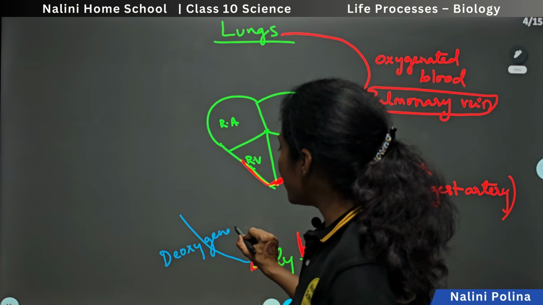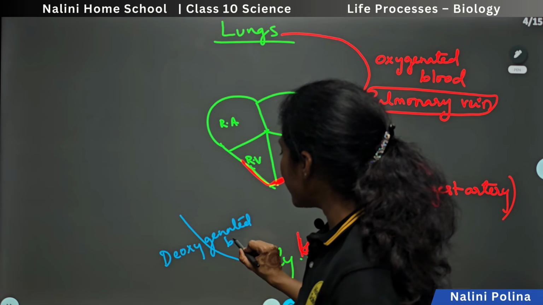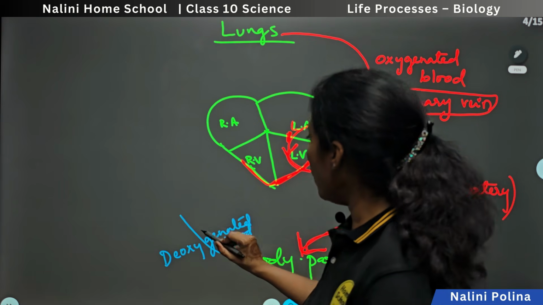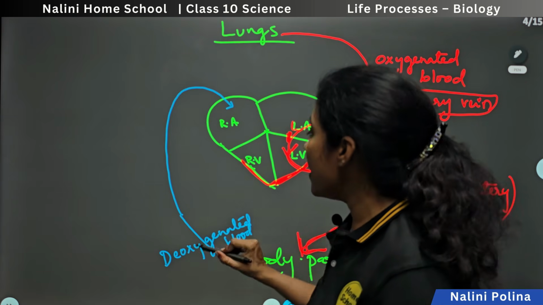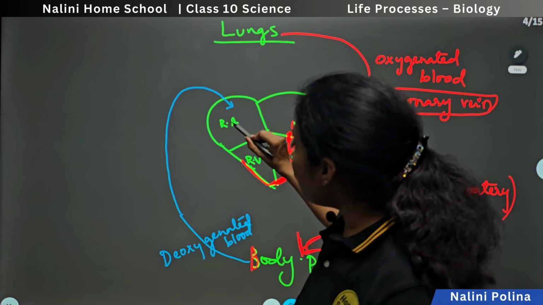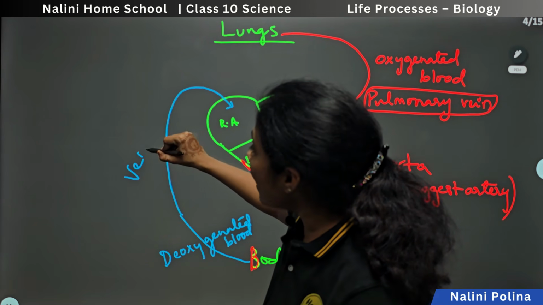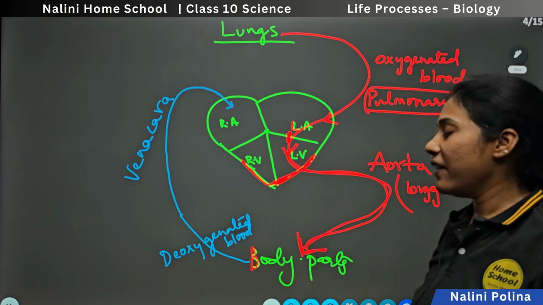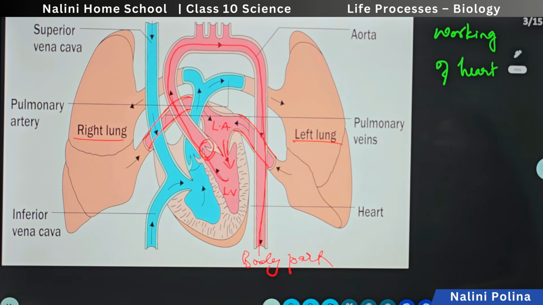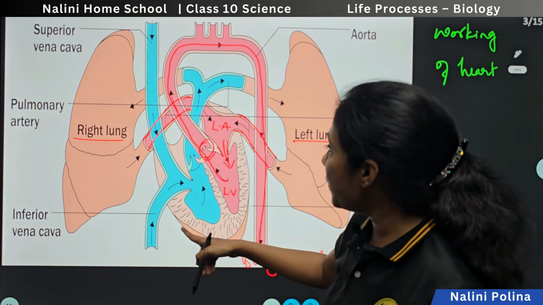Okay, so this deoxygenated blood is there now. This deoxygenated blood will move to the right atrium first through a set of veins called Vena Cava. Okay, so there are two Vena Cavas, guys. One is a superior Vena Cava, the other one is an inferior Vena Cava.